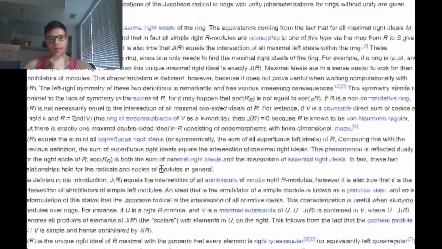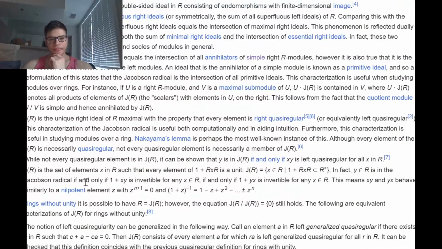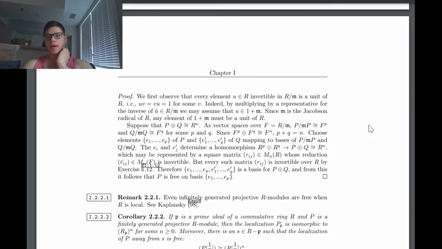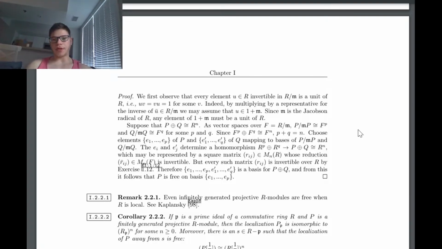The Jacobson radical has some characterization: it's the set of elements y such that 1 plus xy is invertible. I'm not sure what they're appealing to here. M is the Jacobson radical, so it's the collection of all elements in the intersection of all maximal ideals. So any element of the form 1 minus M must be a unit.